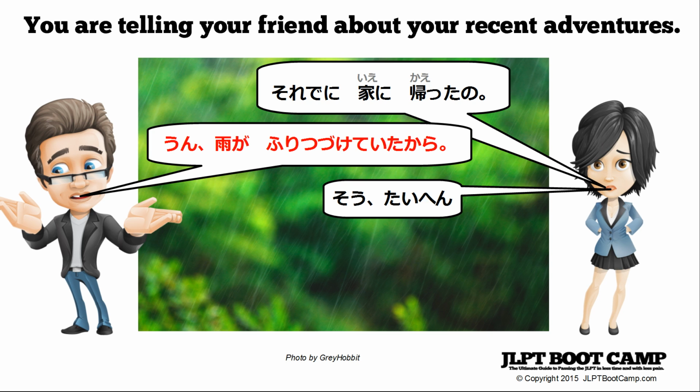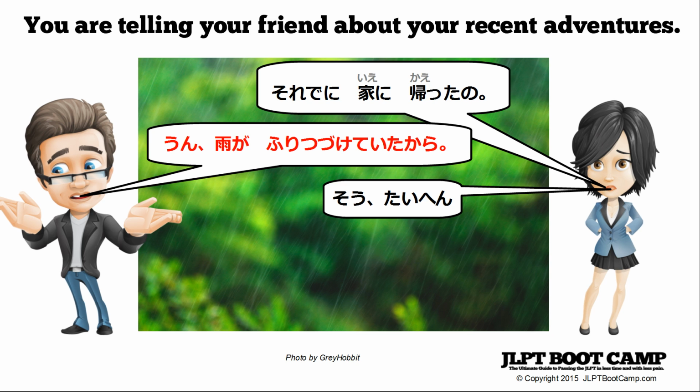And you respond, ame ga furitsukete ita kara. So, ame is rain, ga is the subject marking particle, furi is the masu stem of furu, and then tsukete ita is the past progressive of continuing. So it was continuing to rain. The rain was continuing to fall. And then kara marks that this was the reason for something. So you returned to the house. The reason was that the rain continued to fall.